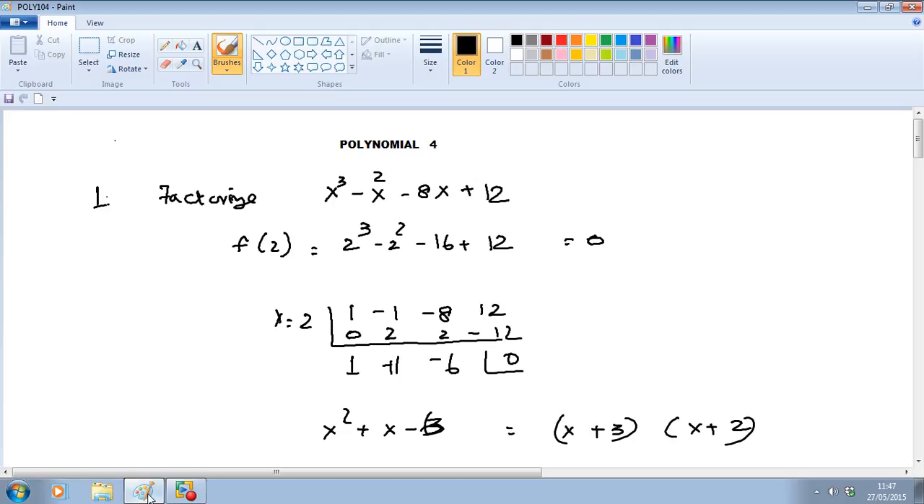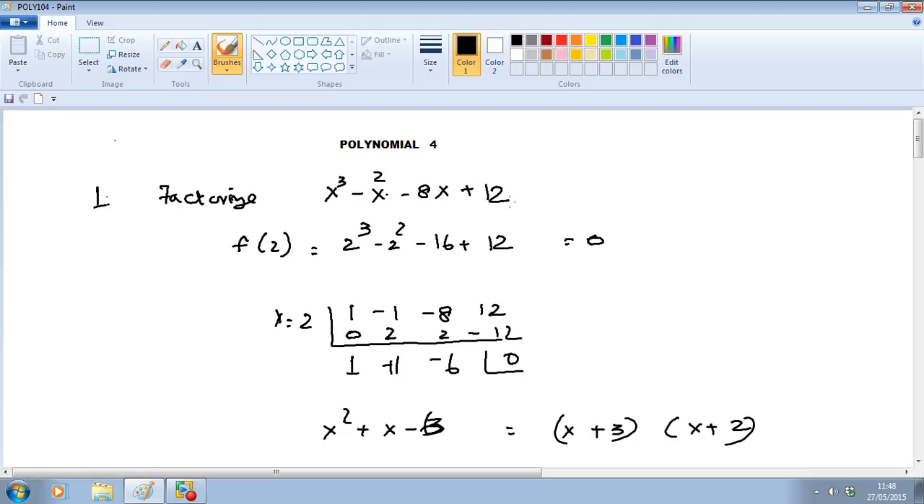The first test we have to make is to add all the coefficients: 1 minus 1 minus 8 plus 12. It is not equal to 0, so x minus 1 is not a factor. You try the odd and even coefficients as well: 1 minus 8 even, and this 1 plus 1, that is not equal, so x plus 1 is not a factor either.